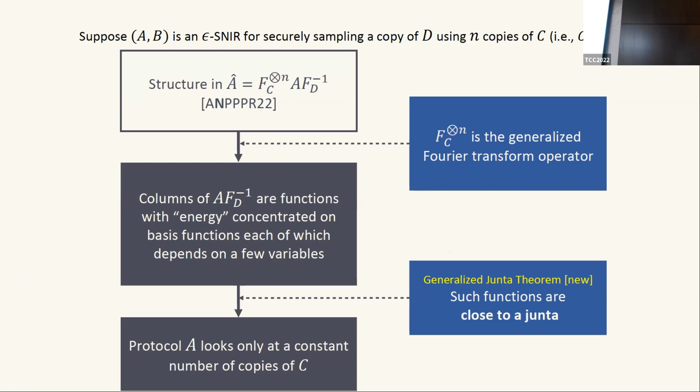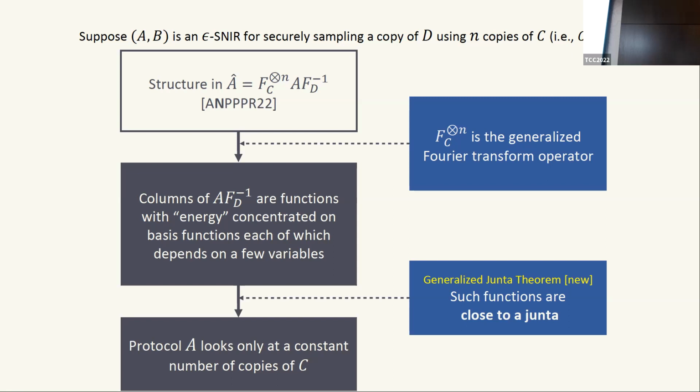Think of D and C as the probability mass functions of these two correlations. Jumping ahead, what we are going to show is that these two reduction functions or protocols A and B look only at a constant number of copies of the C that they take as input. Remember, it's taking n copies of the correlation as input. But what we are saying is that the protocol A effectively looks only at a constant size subset of these n copies. And this constant is going to depend on the description of the source and target correlations.